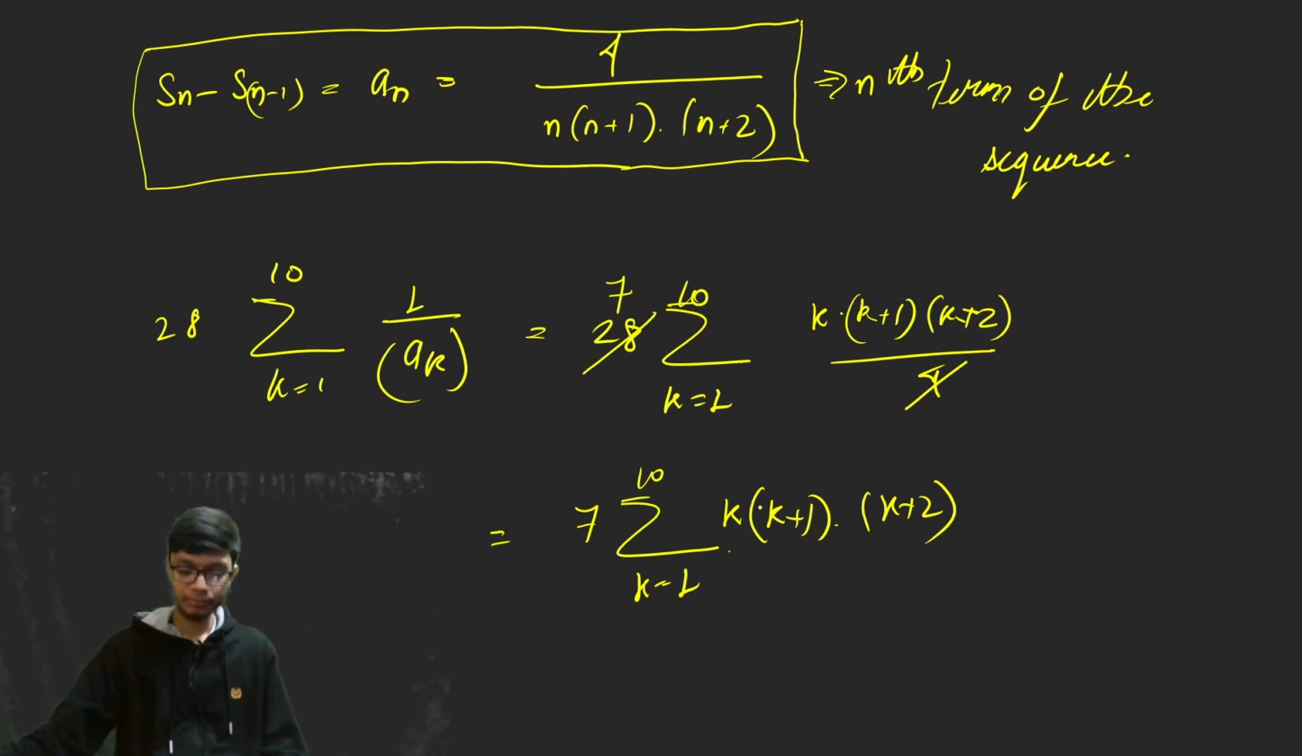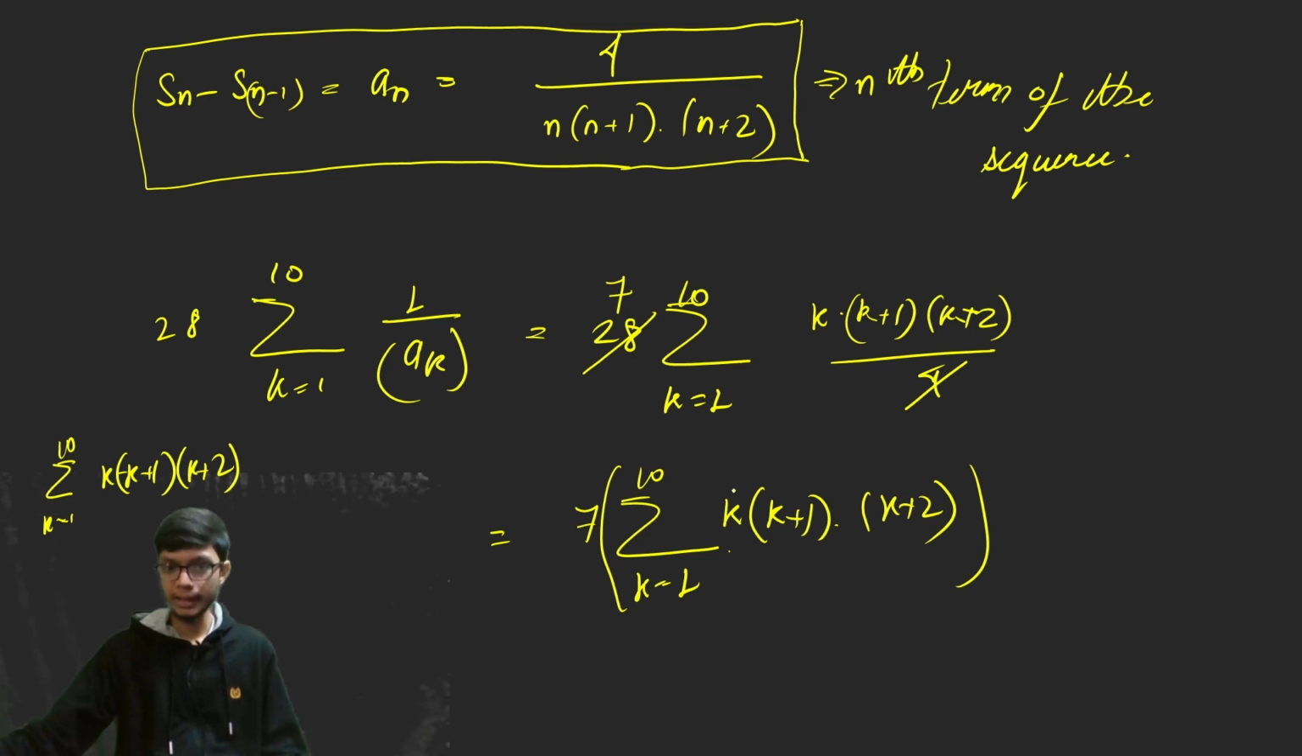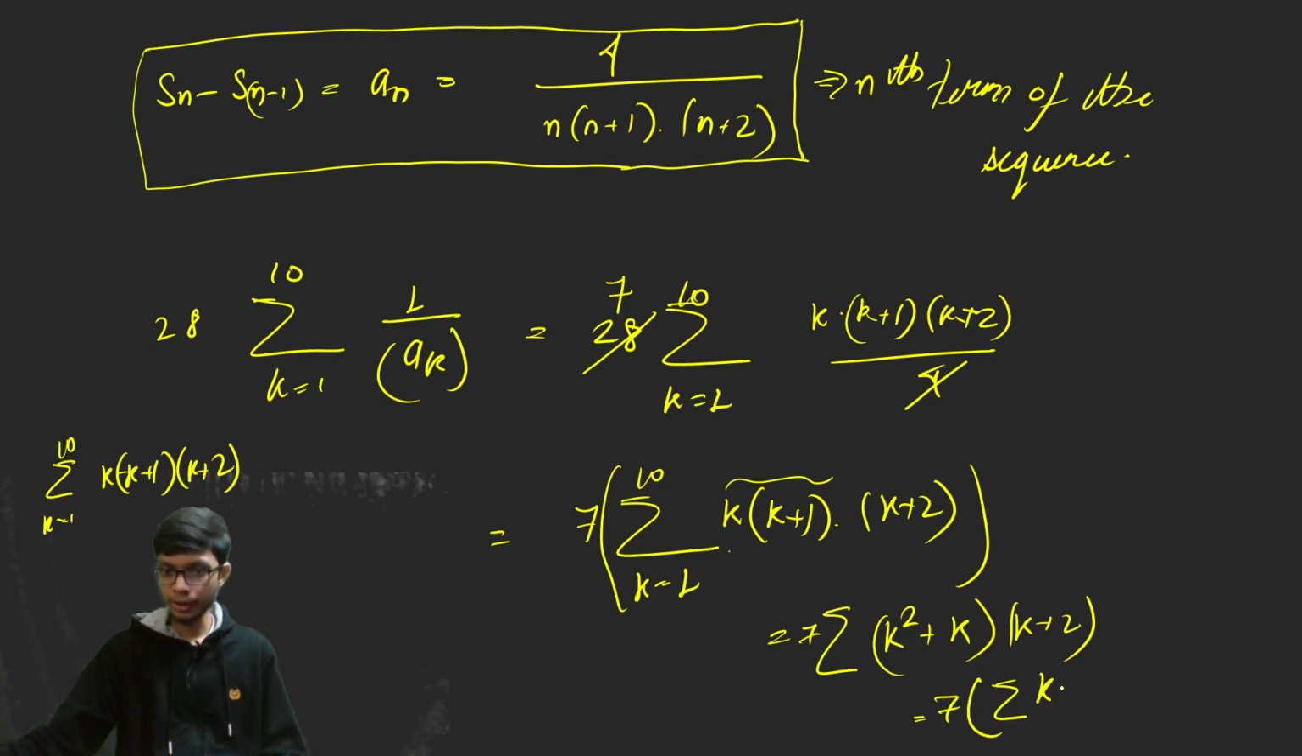For computing this particular result, let me write the sum for k from 1 to 10 of k into k plus 1 into k plus 2. Now there is another method of solving this problem: go on multiplying. If you go on multiplying, this value will be sigma of k square plus k, whole multiplied with k plus 2. If you compute this result, this will be equal to k cube plus 2k square plus k square, so it equals k cube plus 3k square plus 2k.